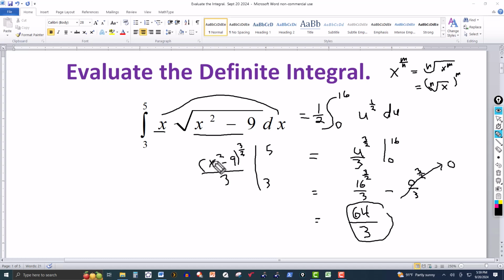Notice 5 squared, 25 minus 9, is 16. So you get 16 to the 3/2 power again, over 3. And of course that's 64 over 3. And then it's minus the value at the lower limit. Well, 3 squared is 9, 9 minus 9 is 0, and 0 to the 3/2 power is 0. So that just comes out to 0. So we still get the same thing.